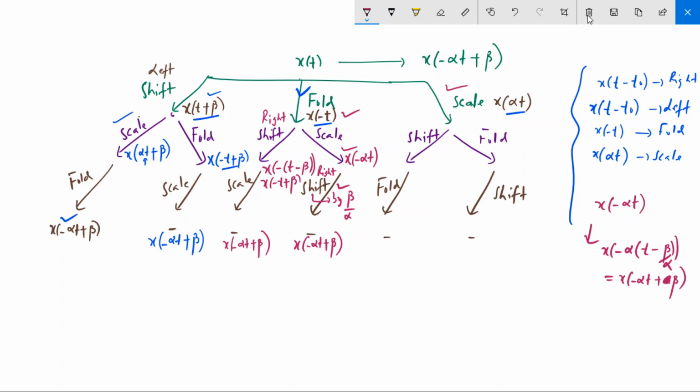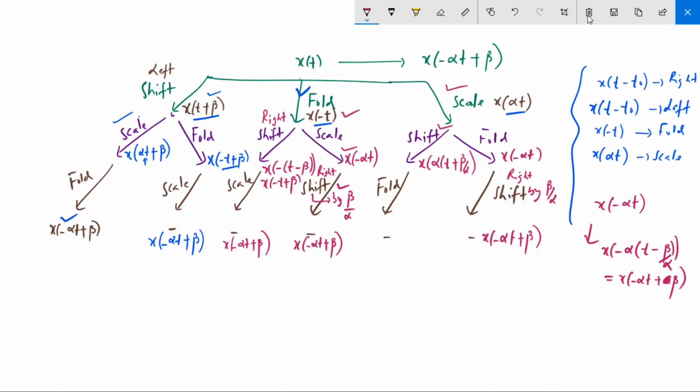Now in this last one, when you scale it, it becomes alpha t. If I fold it, it will become x of minus alpha t. And then I shift it, this is the same situation here, you have to shift to the right by beta by alpha, then you will get x of minus alpha t plus beta. Okay, now in this other one, after scaling, you have to shift it. Since you have to get t plus beta, it should be x of alpha t plus beta by alpha. Alpha alpha will cancel each other, you will get x of alpha t plus beta.